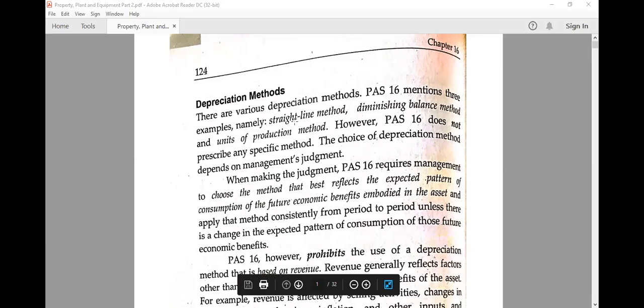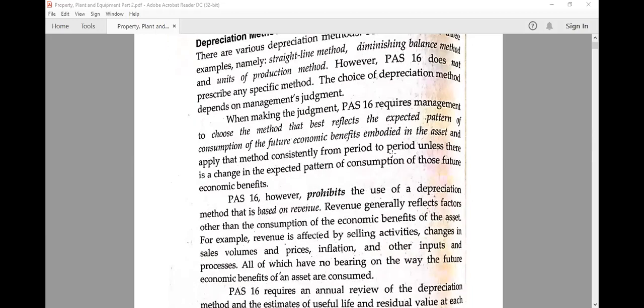We have the constant charge for straight line. We have the decreasing balances method for diminishing balance or declining balance, while variable charges method for units of production method. And you will know that there's more. In fact, for decreasing balances, we also have our sum of the years digits method or SYD method.